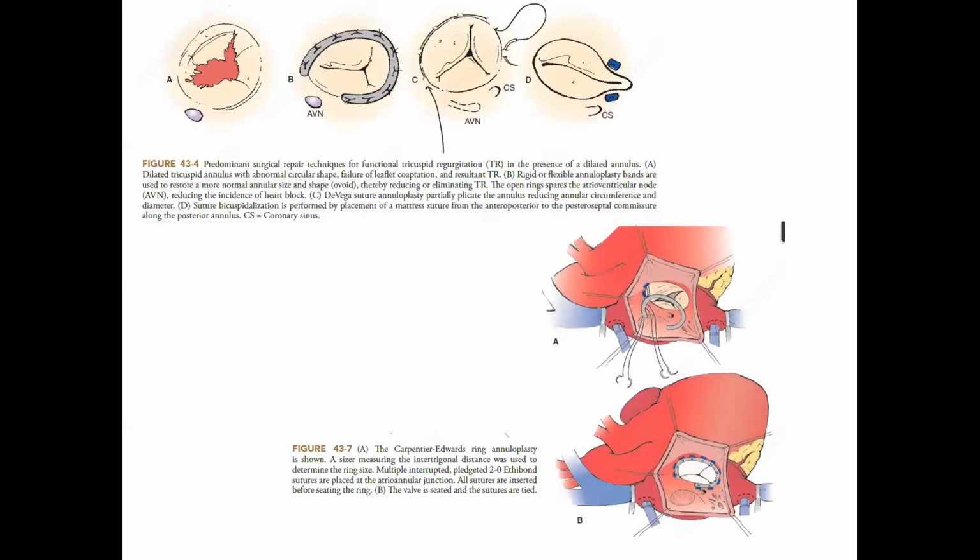I have here the Edwards ring annuloplasty and the Vega. Here, if we can see the tricuspid valve, we have a dilatation of the annulus and failure of coaptation of the valve. Then we are applying the suture around it. This is the Vega, and we will reduce the annular size, and the coaptation will be improved.